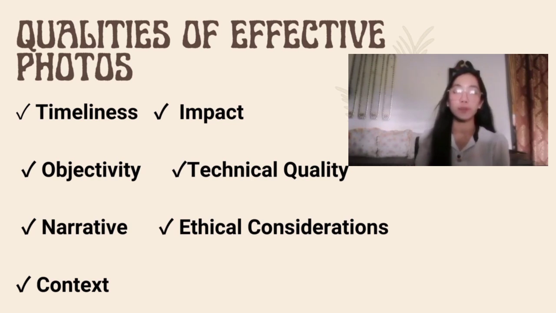The next is narrative. When we say narrative, it is a strong photojournalistic image that tells a story. It should have a clear subject and also the context that conveys information or evokes emotion in the viewer. It might capture a key moment, illustrate a larger issue, or reveal something significant about the human condition.